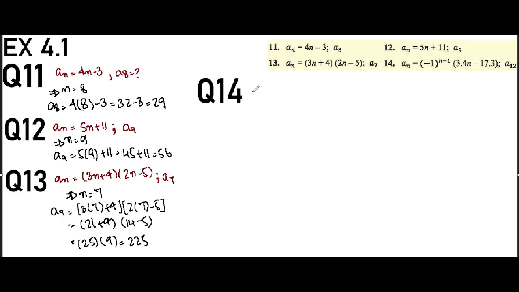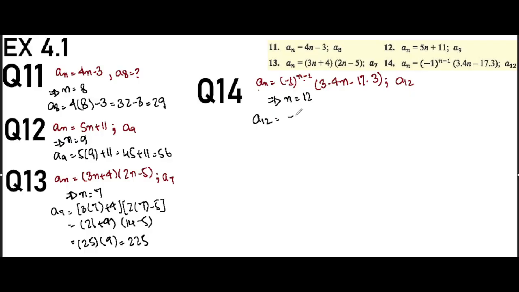Now is the turn of question number 14, which is a_n equals (minus 1) raised to the power (n minus 1) into (3.4n minus 17.3), and we have to find the 12th term. So first of all, let's solve it. No, there's no need to solve it. Okay, let's put n equals 12.